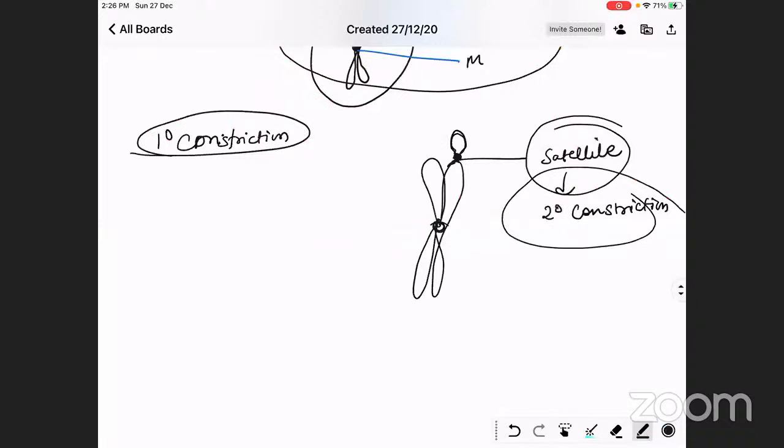Okay, now we'll talk about the cytoskeleton. What is cyto? Cyto means cell. Skeleton means structure. So who will maintain the cell structure? These structures are known as the cytoskeleton. So there should be some structures which are maintaining the structure of the cell.